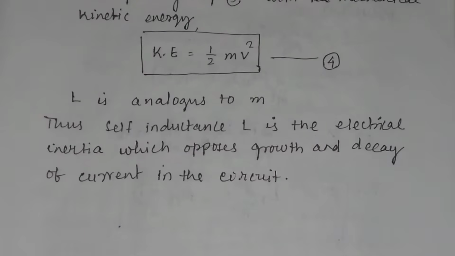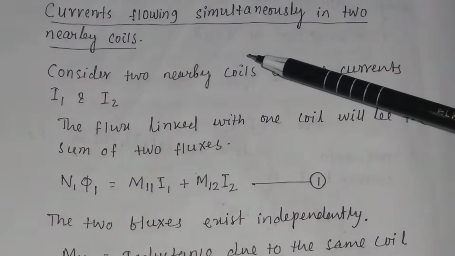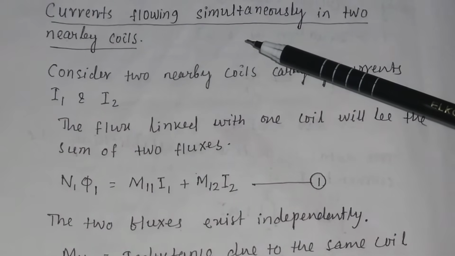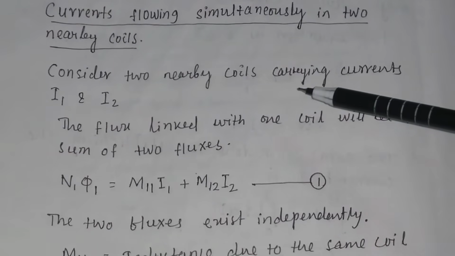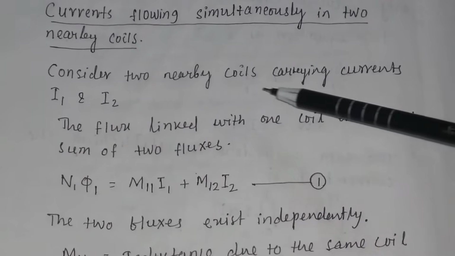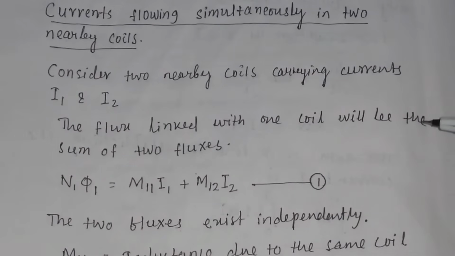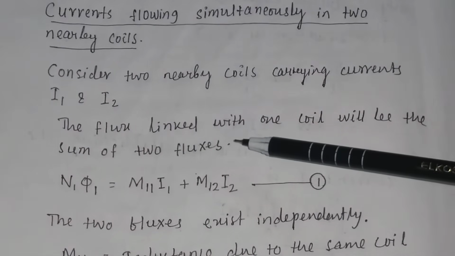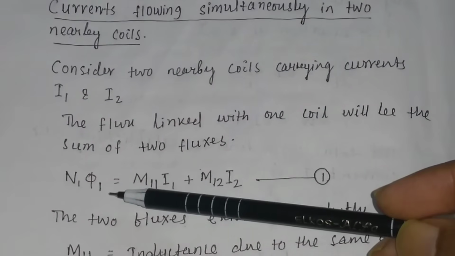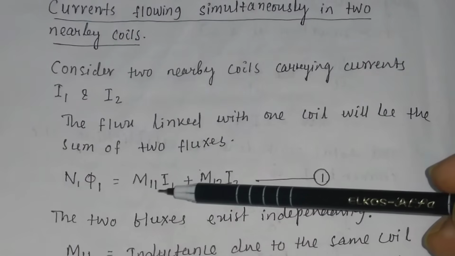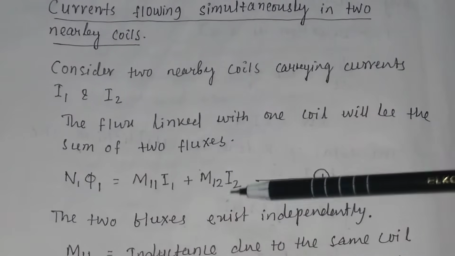opposes growth and decay of current in the circuit. Let us find out an expression for the EMF when current is flowing simultaneously in two nearby coils. Consider two nearby coils carrying currents I1 and I2. The flux linked with one coil will be the sum of the two fluxes. That is, the total flux N1 Phi1 linked with one coil will be equal to, let us say, M11 I1 plus M12 I2.